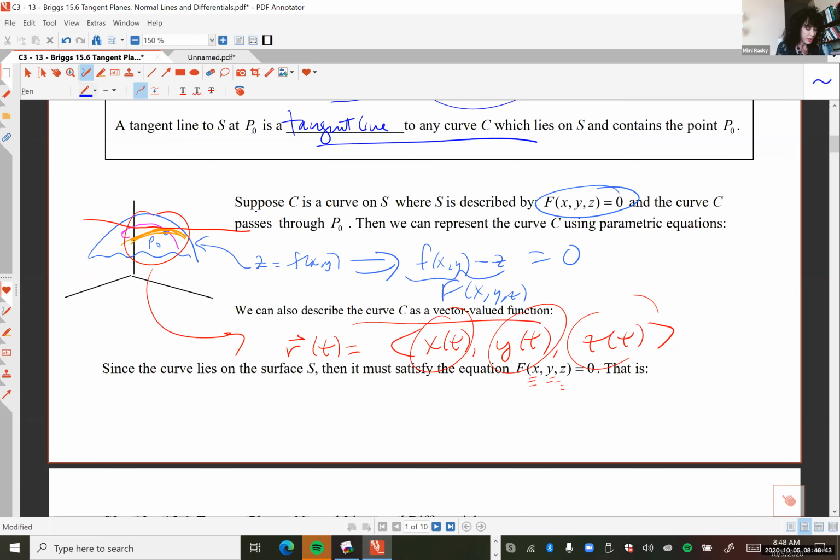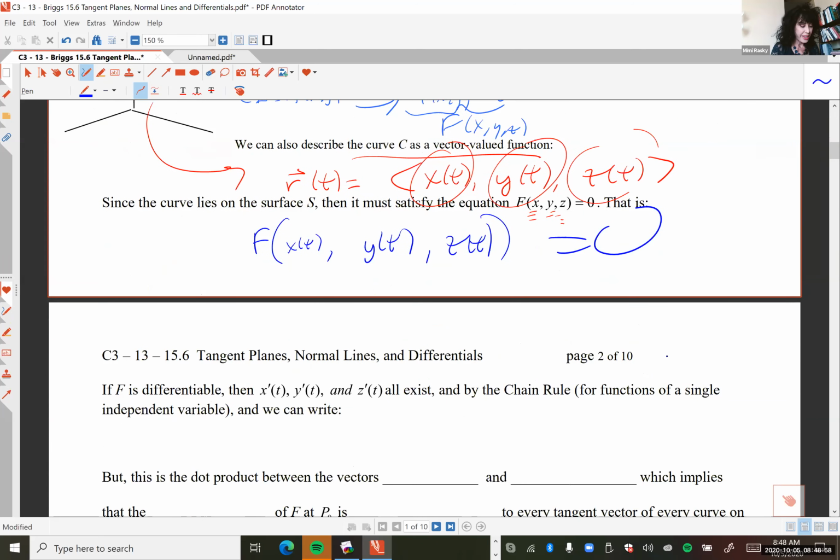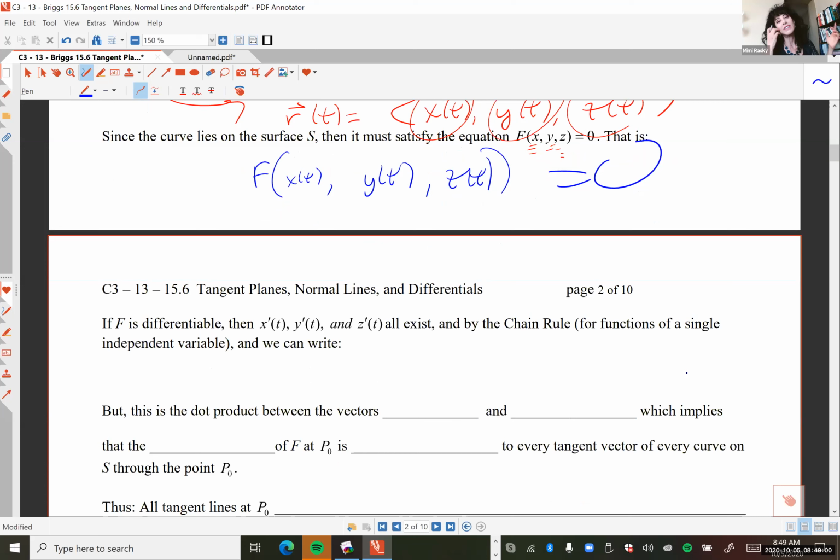So what has to be true? F evaluated at the x of t, the y of t, and the z of t has to still be equal to 0 because the curve is on the surface. So it has to satisfy the surface's equation. Fine. Then what? Now here's the fun part. This is exciting. For me anyway, especially given what you guys covered last week. Let's see if it sticks.